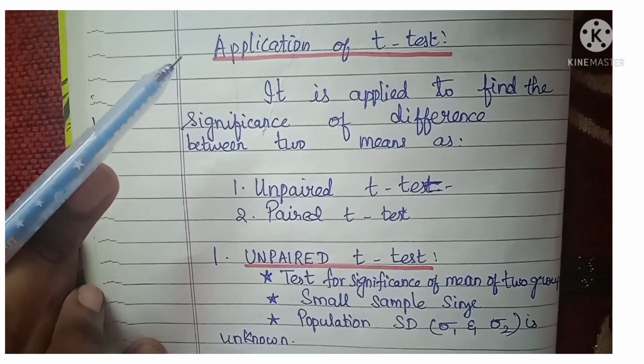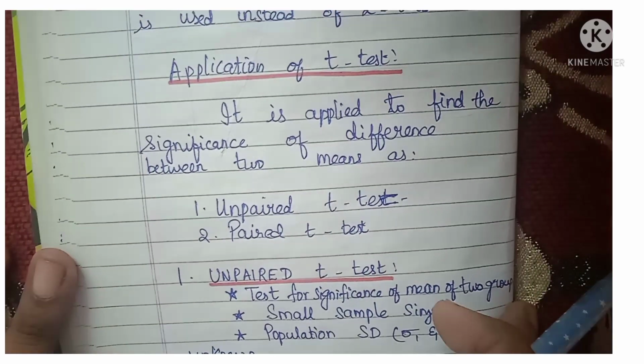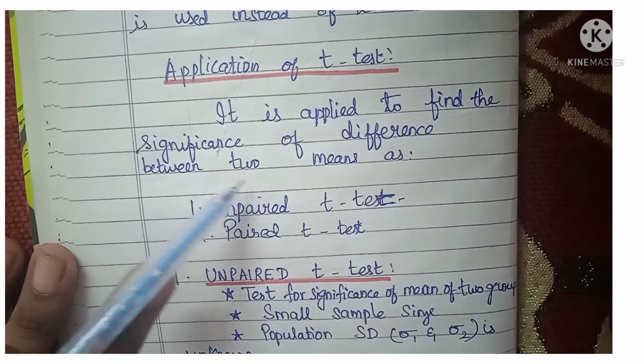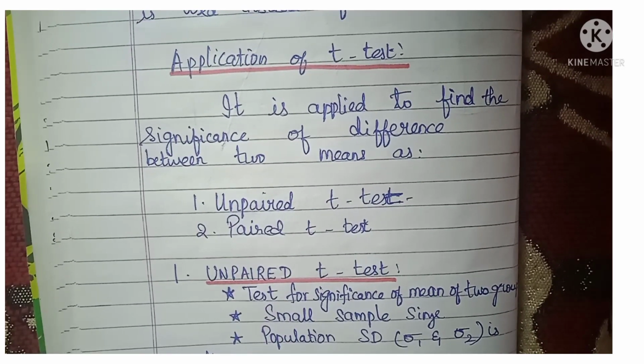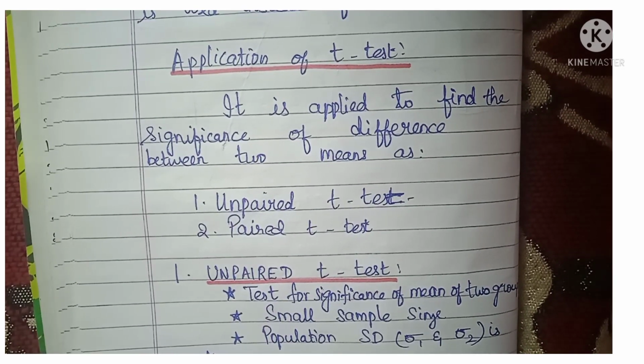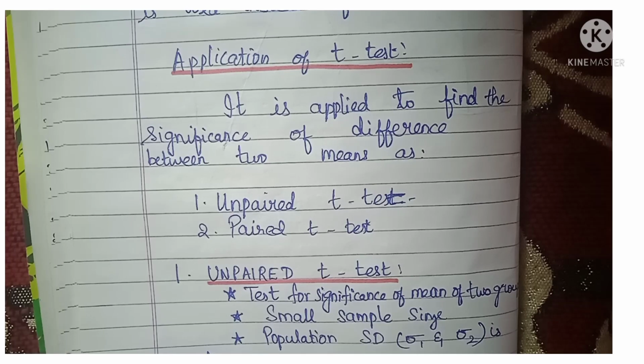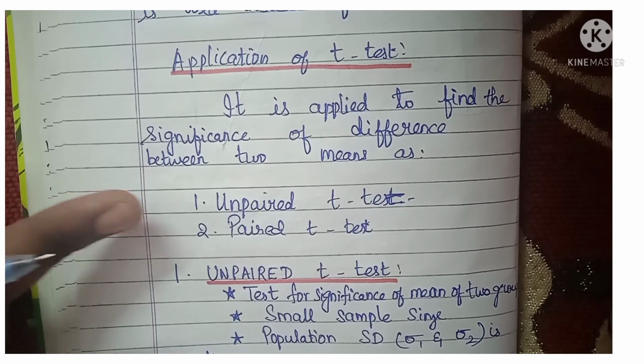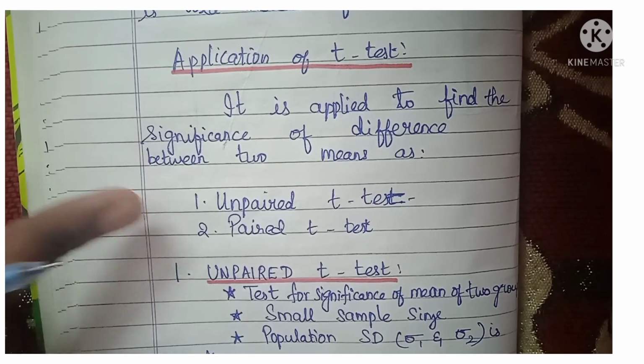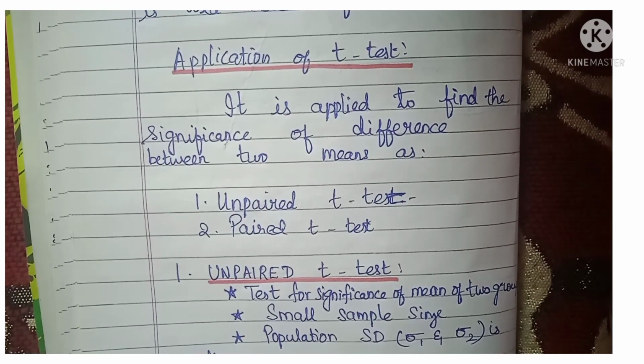So applications of t-test: it is applied to find the significance of difference between two means. So if you want to find the significance of difference between two means, you can use this t-test. So it is applied to what? To test the significance of difference between two means. So you have two types, unpaired t-test and paired t-test. Let's see one by one.